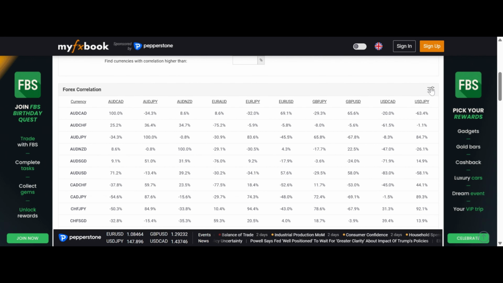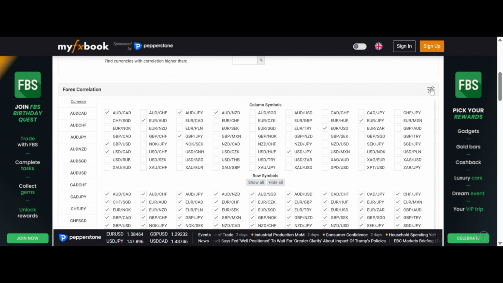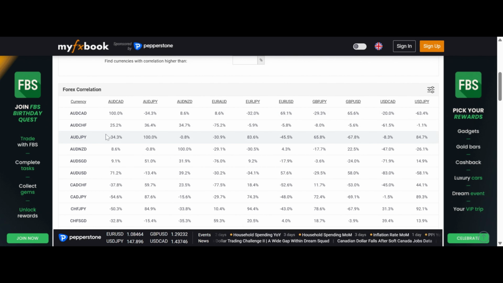Now here there's a filter. You can click on it. You can see the different pairs. There are a lot of pairs here. So all you have to do here, for example, we have AUD CAD, AUD CAD and AUD CAD here. This is 100% because this is the same pair.